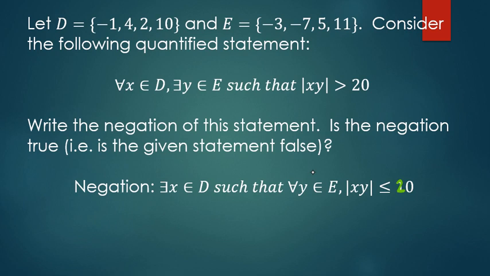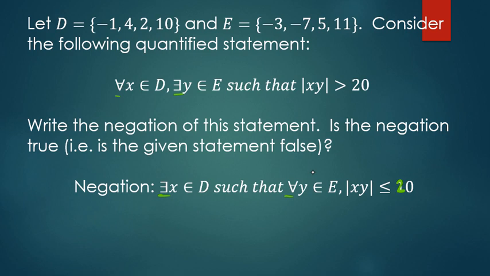We saw from the previous video, when we take the negation of a statement with two quantifiers, we take the opposites of each quantifier. So the for all becomes a there is, and the there is becomes a for all. And then we negate the predicate. So now there exists x in D such that for all y in E, absolute value of x times y is less than or equal to 20. So think about that.